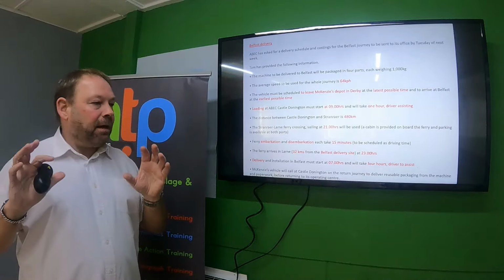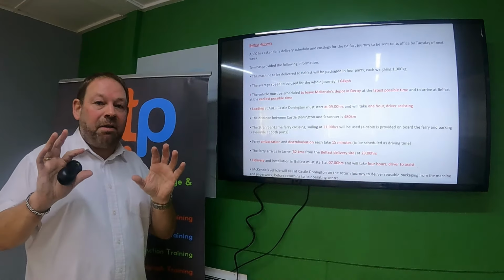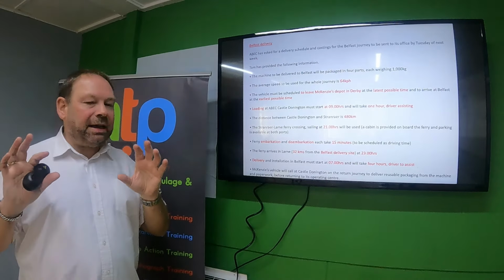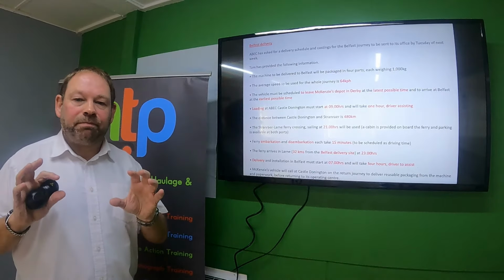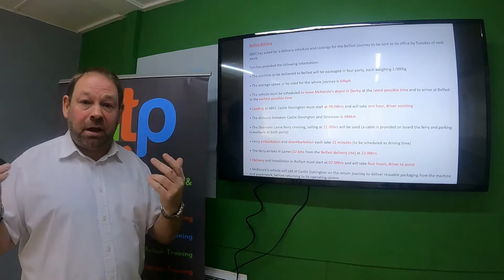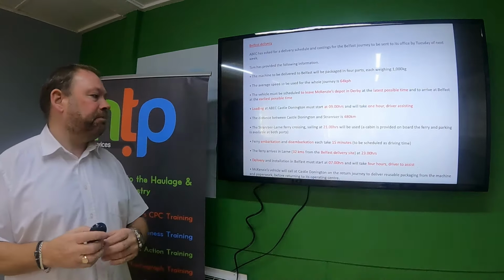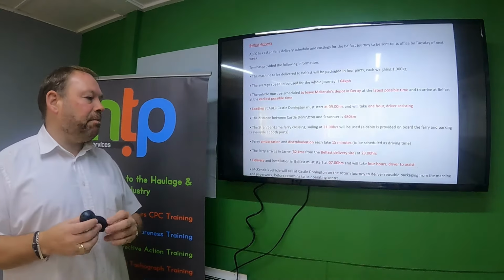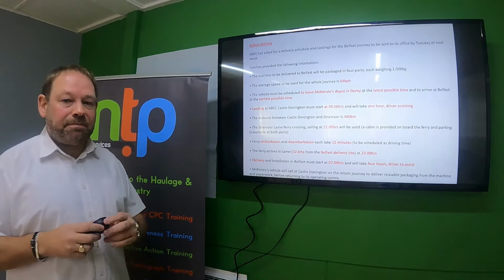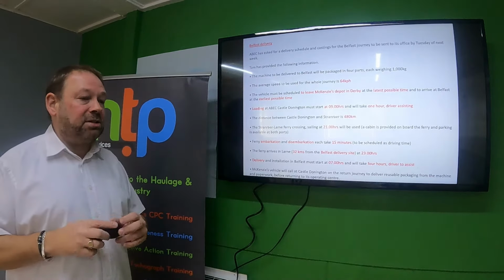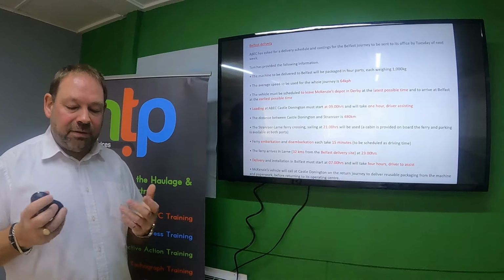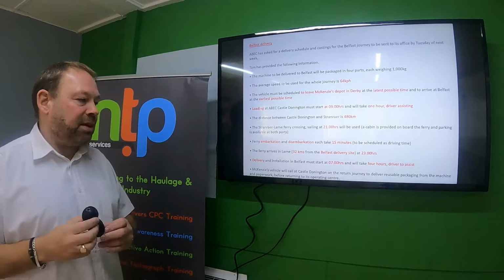The idea is that they've given us the biggest clue in that there is parking available at both ports. So they're going to be looking at us parking up at both ends of the journey. Ferry embarkation and disembarkation each takes 15 minutes. And bear in mind, it says there that this is going to be scheduled as driving time, so it's given us our tachograph mode for when we're doing that.